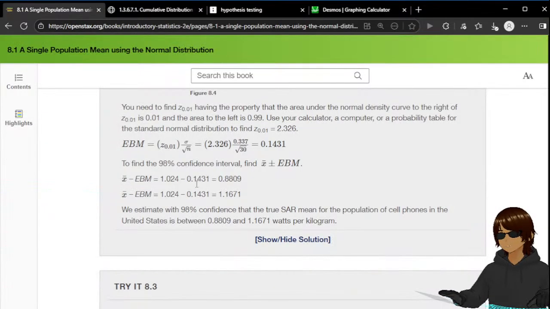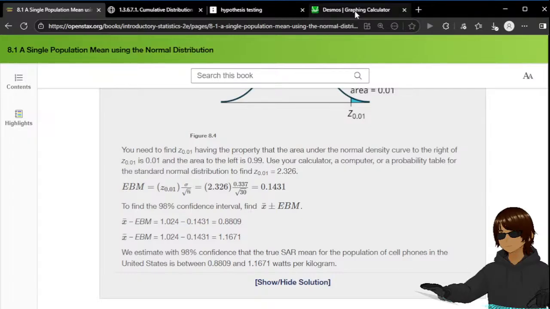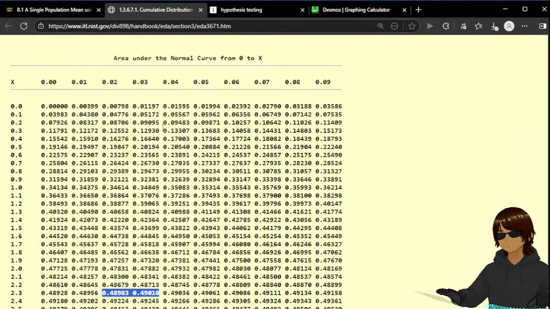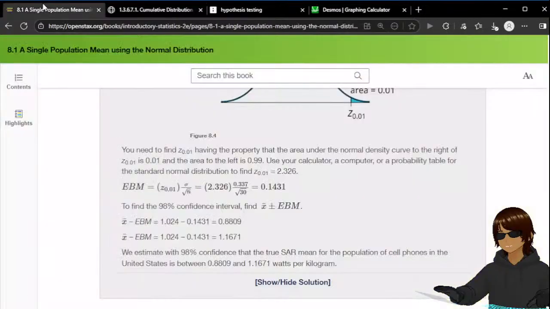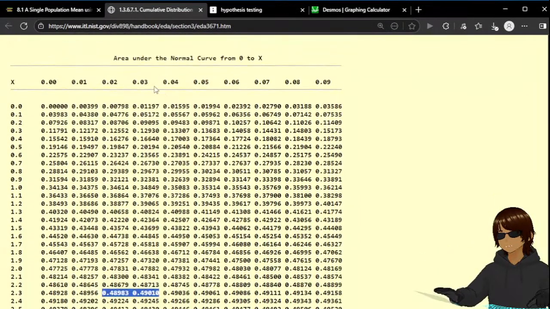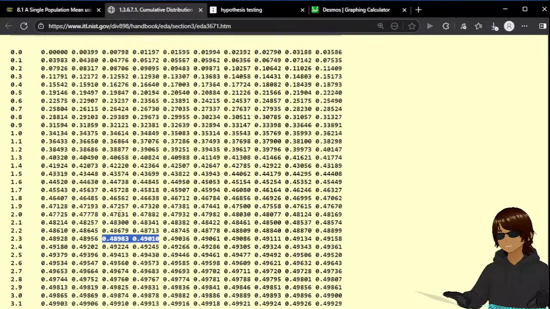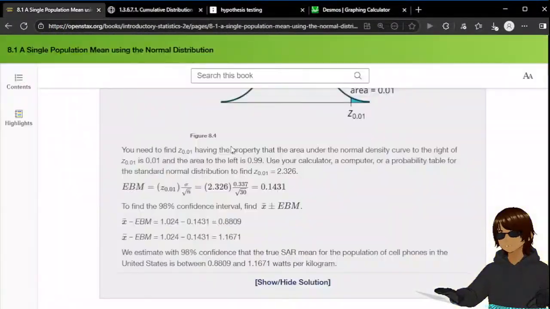Why is it slightly inaccurate? Why do they say 2.3? Use your calculator, a computer, or a probability table. They said 0.326. 0.33 is the maximum it goes to.